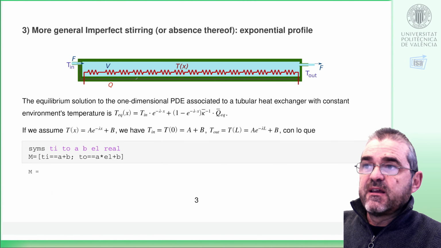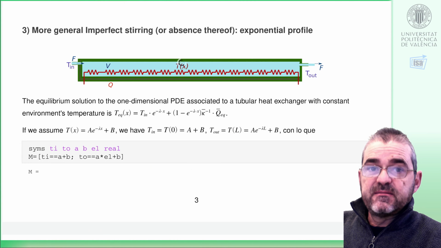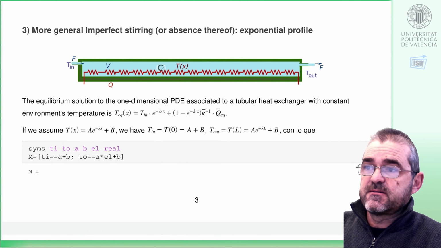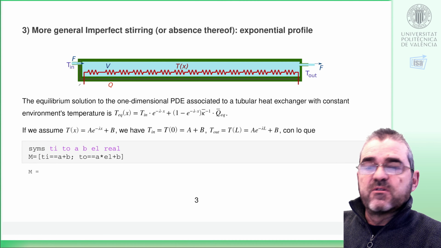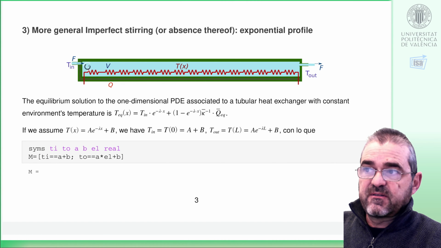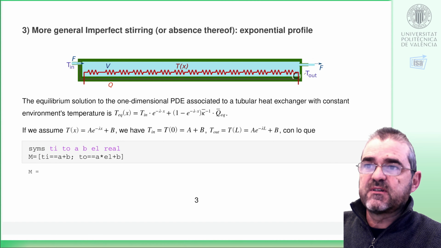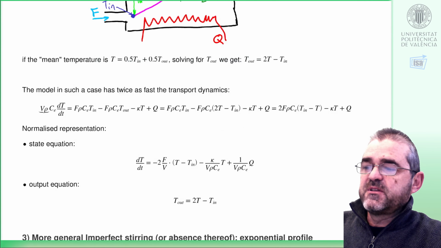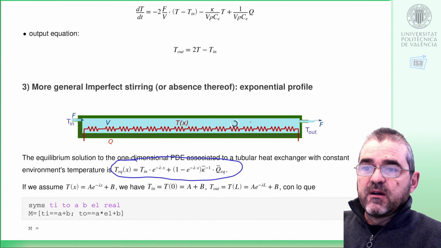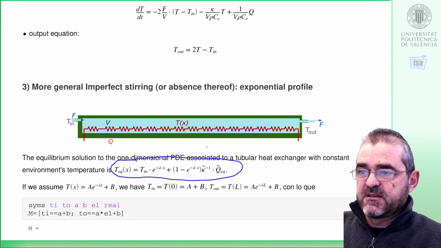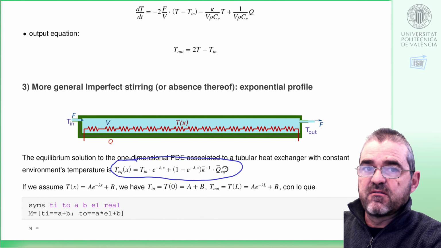The other extreme case can be a long pipe, a tubular heat exchanger in which, assuming laminar flow, there is no stirring, so changes in inlet temperature travel with some delay to the outlet. Then we are going to study how to approximate this via a first-order model, but in general, partial differential equations associated to these long tubular heat exchangers have some exponential in-space solutions in steady state, in thermal equilibrium.